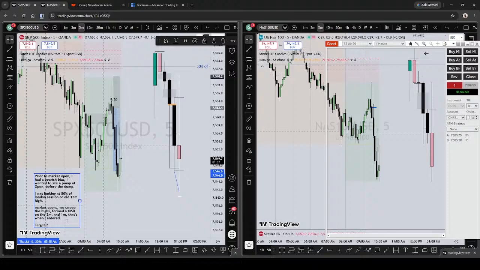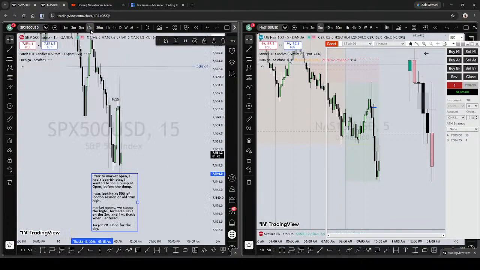Target 2R done for the day. I could take more trades if I wanted, right? If I saw nice positions. So what would be a nice position to me? This is 10:50, at 10 o'clock already.